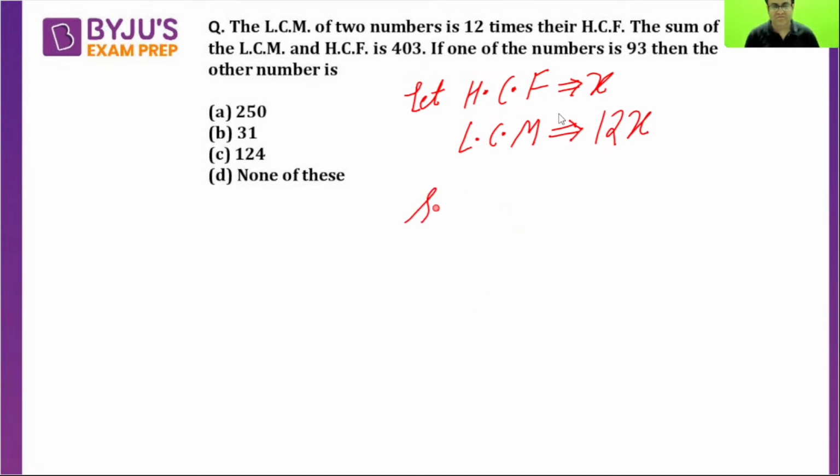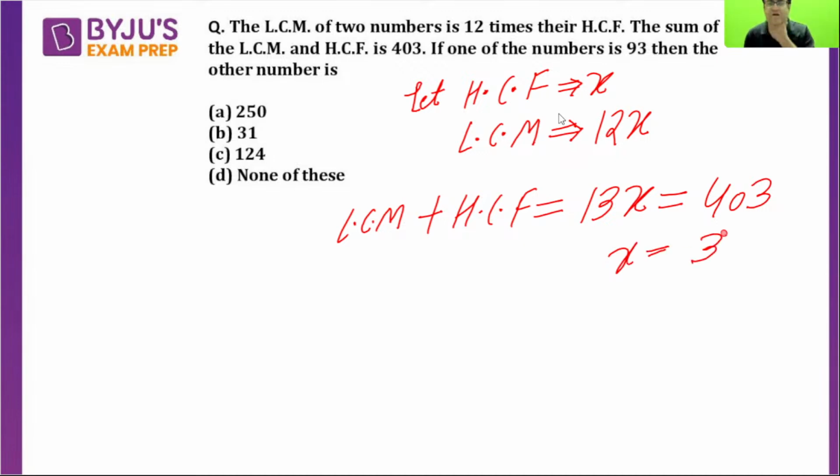Now the sum of both, LCM plus HCF, is 13x, which is given equal to 403. The value of x we got as 31. Okay, beta. HCF as x, LCM will be 12x, because this is 12 times this. Now the sum of both is given equal to 403. So 13x is 403, so x is 31. So we got HCF as 31. LCM is 12 into 31.